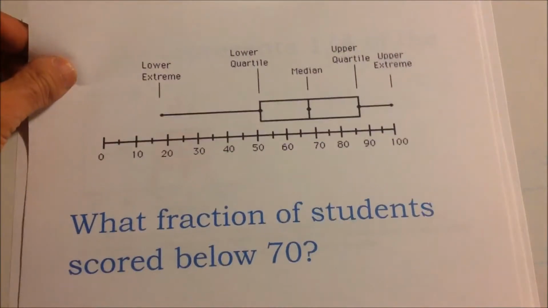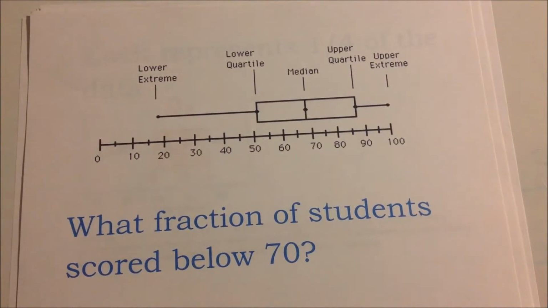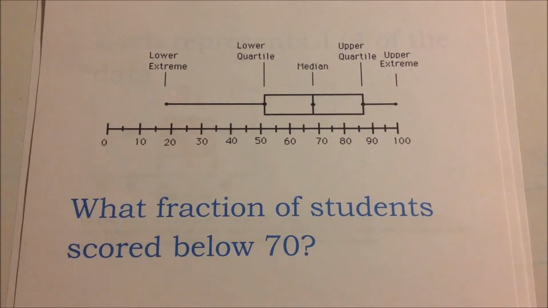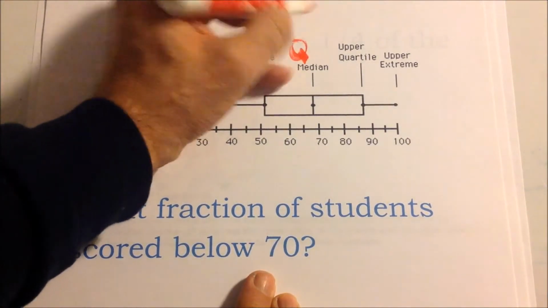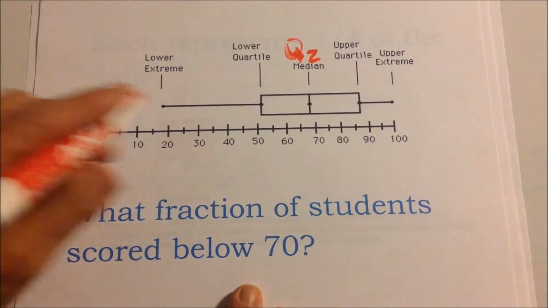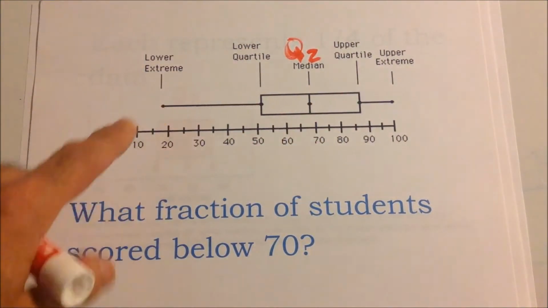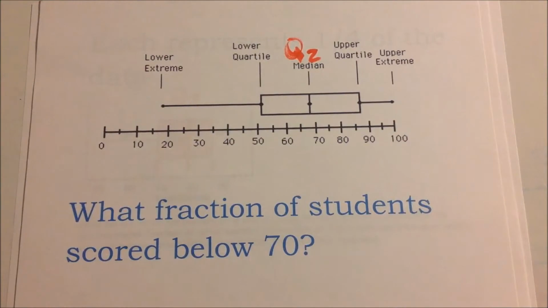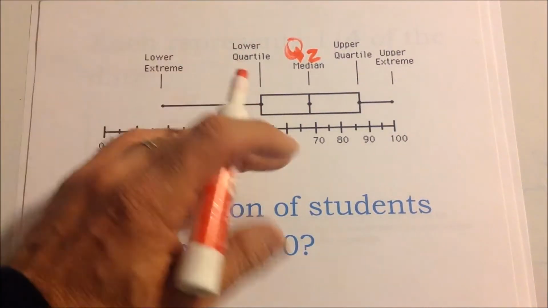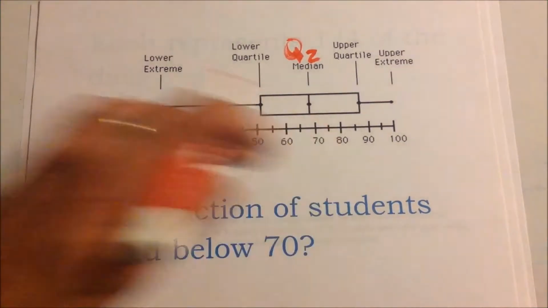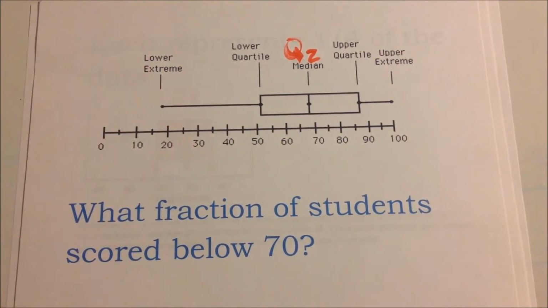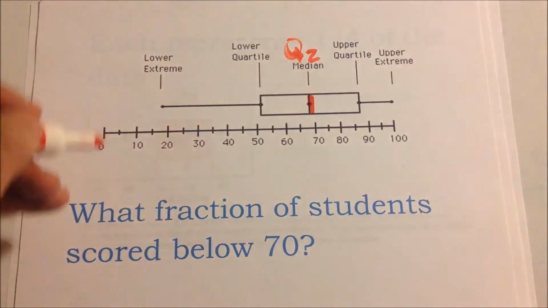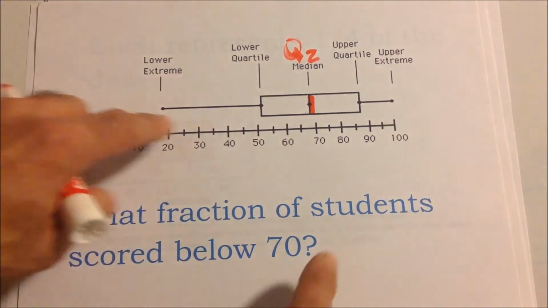Look at another example here. What fraction of students scored below 70? What do you think? The median, again, is the second quartile, Q2. And remember, each box, and the whisker itself, represents 25% of the data. That's why it's called quartile, from the word quartile is in fourths, right? So what fraction of students scored below 70? So let's just roughly say that's the median. 50%. 50% of the students scored below that.